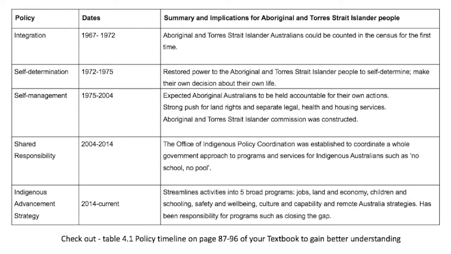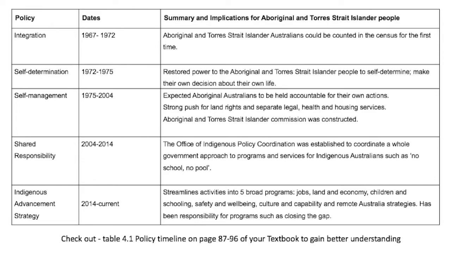So policies continued. Integration came after assimilation, which meant that Aboriginal Australians were acknowledged as the traditional landowners and could now be counted in the census. So they were now recognised as Australian.